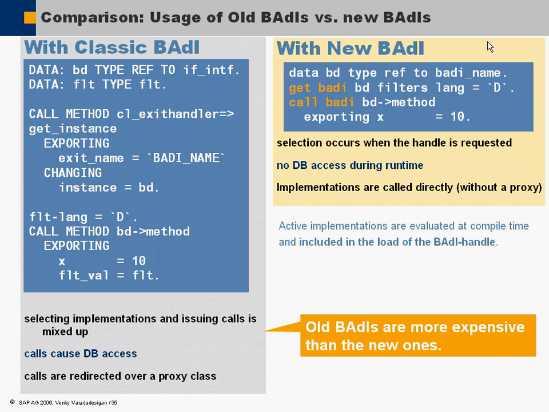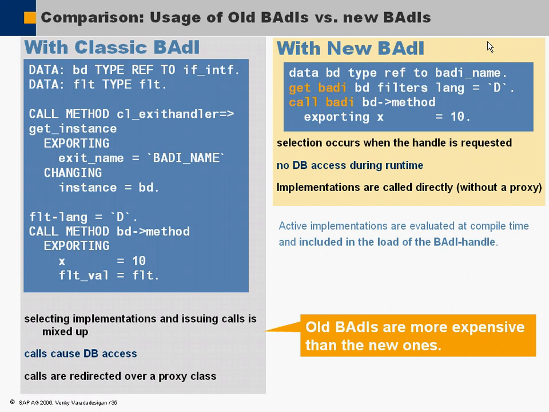And the new kernel BAdIs are much faster because there is no database access done at the runtime. Everything is done at the compile time. How is it possible? That's because the actual implementations, all the active implementations, are compiled and included in the load of the BAdI handle at the compile time. That's why at runtime it doesn't have to know what are the active implementations. It already knows it at the compile time, and so it just executes it.